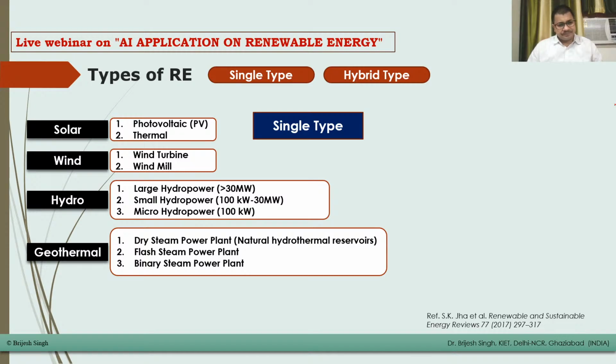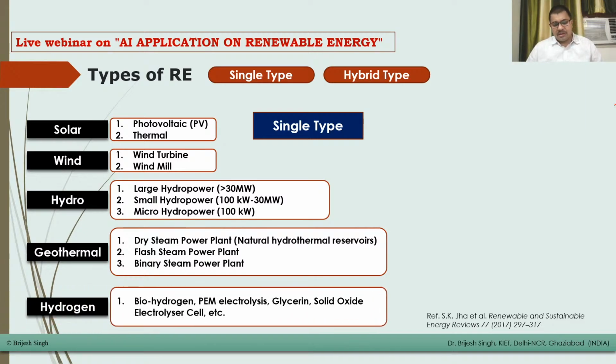Similarly, geothermal is categorized into three parts: dry steam power plant, which is known as a natural hydrothermal reservoir, flash steam power plant, and binary steam power plant. These are the three major types of geothermal power plant. Because this webinar is for 1 hour, we can't go into the detail of each and every type. Here I am just giving a brief introduction to the renewable energy types, so I am just giving examples, representing every kind of available technology related to different renewable energy sources.